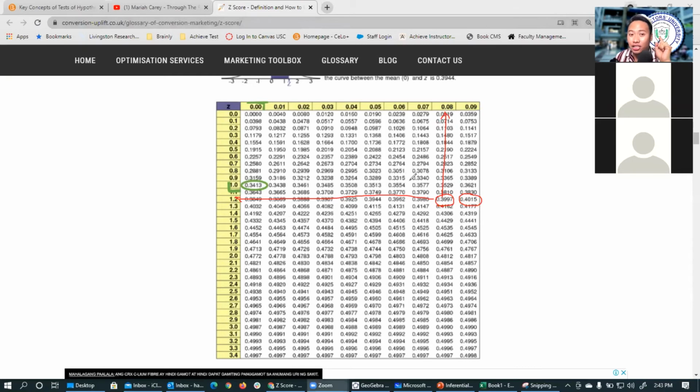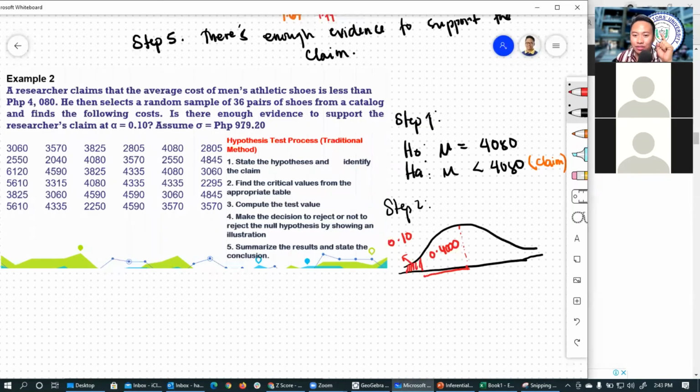Okay? But now, twist, guys. Aside from saying it's 1.28, since we are on the left side of the curve, we're going to make it negative 1.28. Clear? So this is going to be negative 1.28. Amen? Question? No questions? Okay.